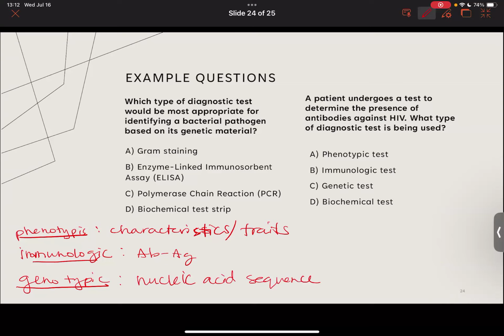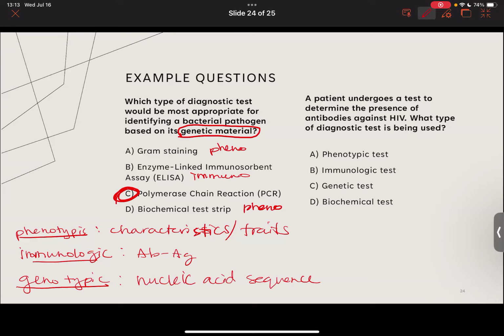All right, so which type of diagnostic test would be most appropriate for identifying a bacterial pathogen based on its genetic material? So basically the question is, which of these tests is a genetic test? Gram staining, this is phenotypic. ELISA, this is immunologic. Polymerase chain reaction, this is going to be genotypic, genetic material related, right? And biochemical test strip, that's phenotypic.